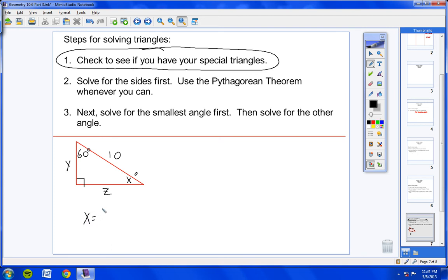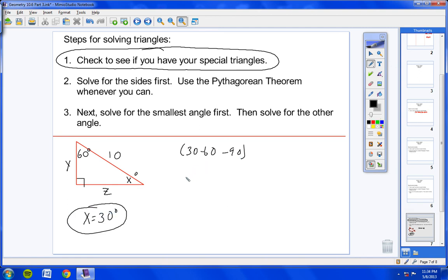And I know you're saying, Mr. Earhart, step 2 said find the sides first. I know that, but we're on step 1 right now. And step 1 said to check to see if you have special triangles. Well, if this is 60 and this is 90, then this has got to be 30. So we do have one of our special triangles. It's our 30, 60, 90 triangle. So X equals 30 degrees. So there we go. Moving along.